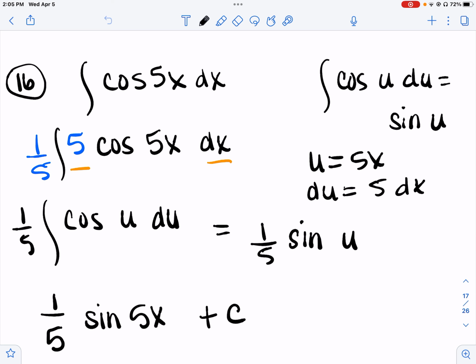Okay. The integral of cosine of u is sine of u, but we need du. U is 5x, du is 5 dx. Let's just rewrite it. Okay, so I put in 5 and 1/5. The 5 dx is du, so that's cosine of u. So the integral of cosine is sine. So that's 1/5 sine 5x plus c.